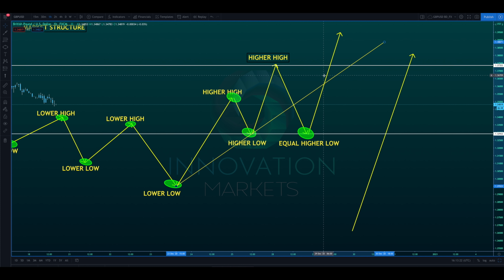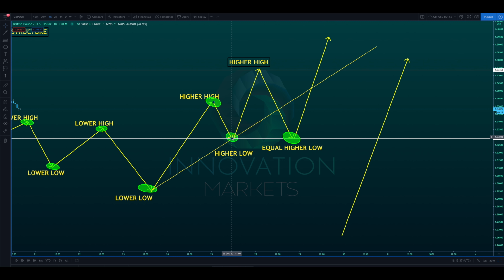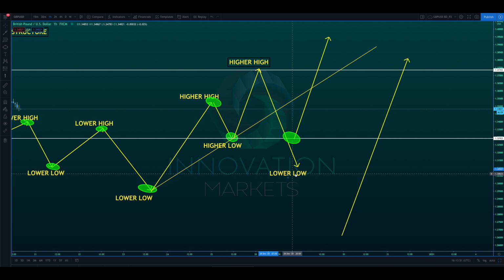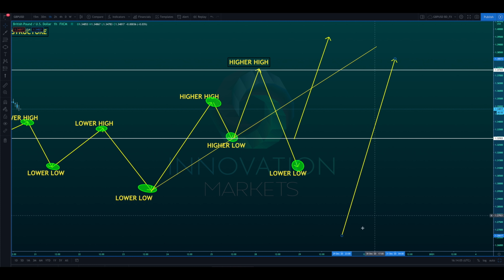But this higher low is so important because unless price breaks below here, this higher low, and makes a new lower low, lower than this previous low, the price is still in an uptrend. If it did this, then it would invalidate this uptrend and we would now change to a downtrend. But in this instance, we haven't.